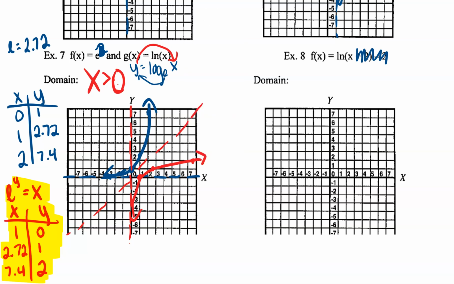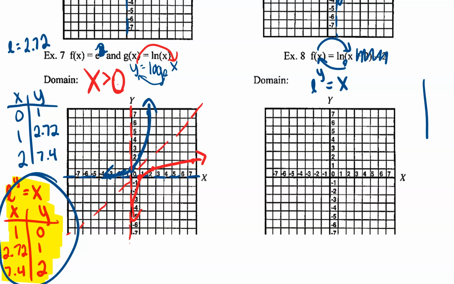Okay, so natural log is log base e. We do e to the y power equals x, which is the same thing I had down here. So I'm going to end up with the same points. For x, y, I get 1, 0. When I plug in 1, I get 2.72. When I plug in 2, I get 7.4-ish.